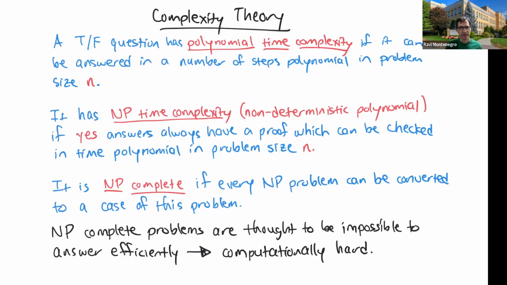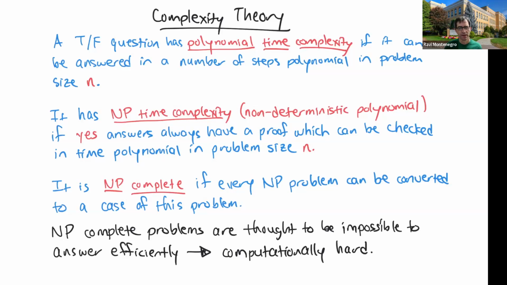So many problems you look at have easy algorithms. You do some process, at the end you find out if it can be done efficiently. Now let's look at something which is a little bit strange. We say that a problem has NP time complexity. This means non-deterministic polynomial. If a question has a yes answer, there is always a proof that can be checked in time polynomial in the problem size n. So this means it might be hard to find an answer to this question, but it's easy to check it.